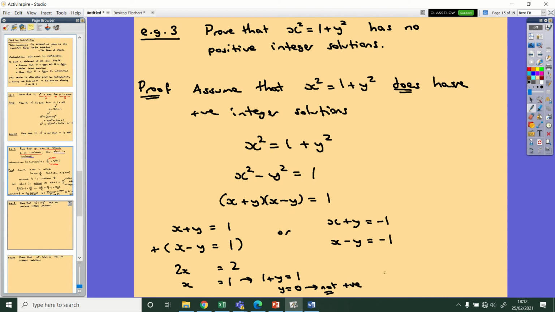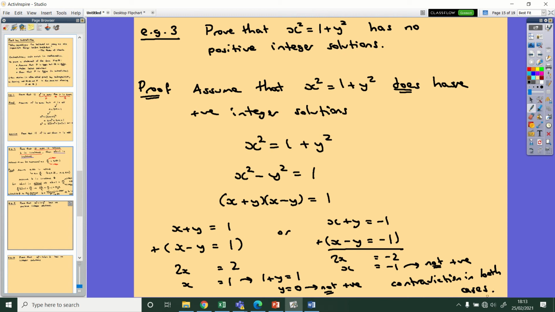Great. Okay, in the second example, we should get something very, very similar for our contradiction. So let's add these together as well. So if I add these up, then I get 2x equals minus 2, x equals minus 1, but again, that's not positive. Okay, so we get a contradiction in both cases. Excellent. Okay, so that's done.